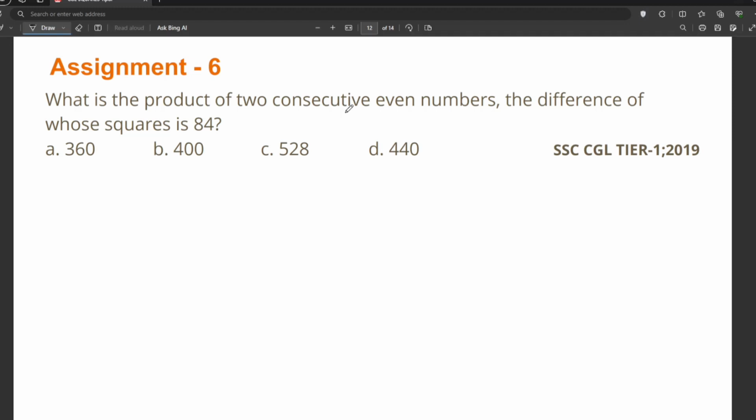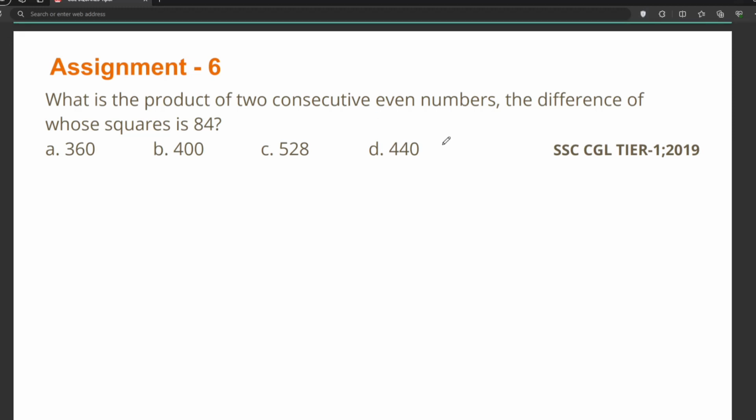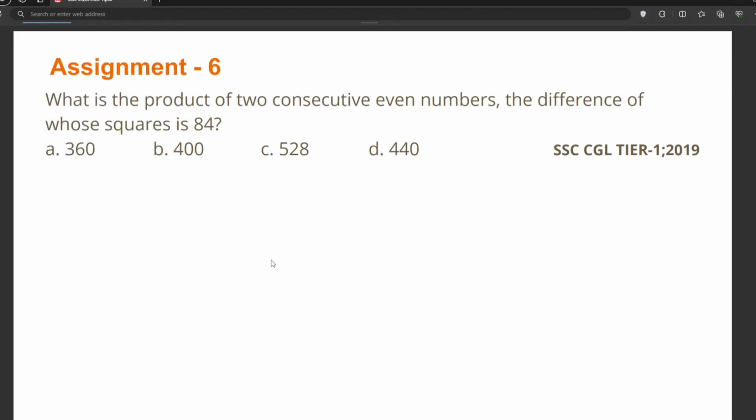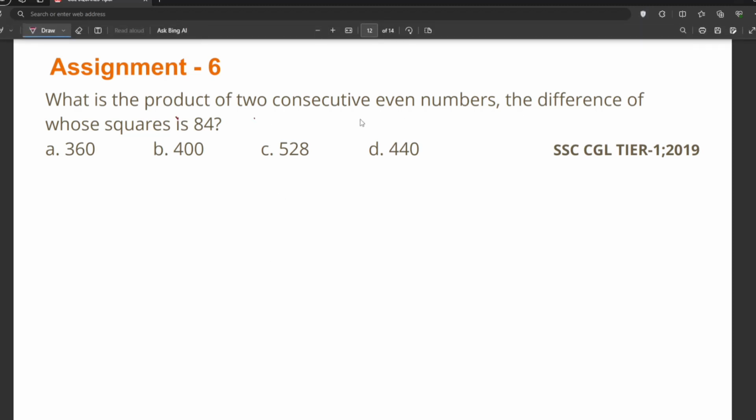Next question. This is from SSC CGL 2019 Tier 1. The given question is, what is the product of two consecutive even numbers, the difference of whose squares is 84? Product of two consecutive even numbers. We can take the even numbers as x and x plus 2. We have to find their product, and given is the difference of whose squares is 84.